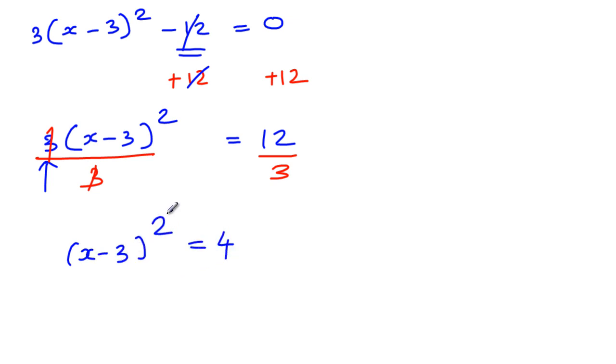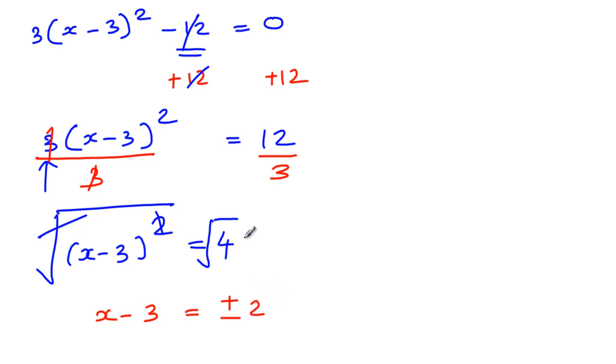Now I want to remove this square. So to remove the square, I will take the square root here, square root here. This square root and this square will be cancelled. So x minus 3 is equal to the square root of 4, which is plus or minus 2. Why plus or minus 2? Because minus 2 times minus 2 is also plus 4 and 2 times 2 is also plus 4.